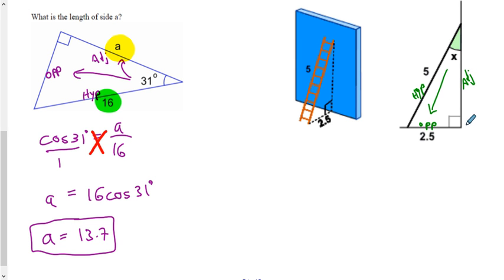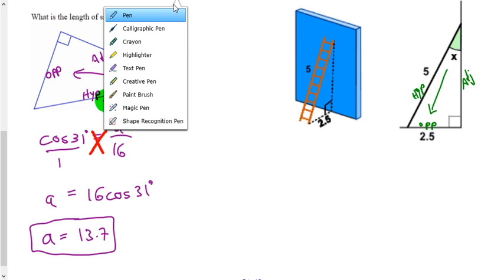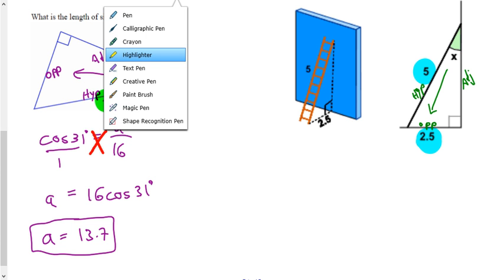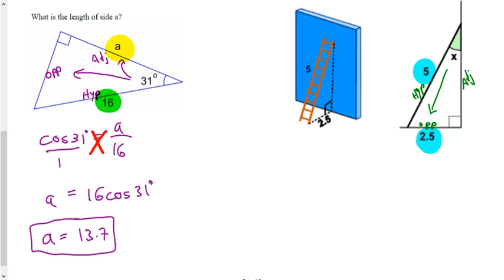Looks to me like adjacent is not useful. It's not one I know or want to know. Whereas there are two other sides that are more useful to me because I know them. I know the hypotenuse and I know the opposite. So which one is useful for involving hypotenuse and opposite?